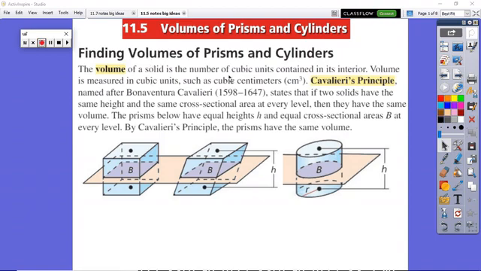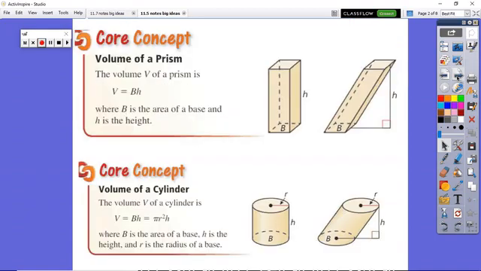Volume of a solid is the number of cubic units. So we had length, width, now we have height. And Cavalieri's principle states that if two solids have the same height and the same cross-sectional area at every level, then they have the same volume. So that's kind of how I want you guys to think about it. Just find the area of your base and then stack it all on top of each other until you get to a certain height, filling it up, creating a volume.